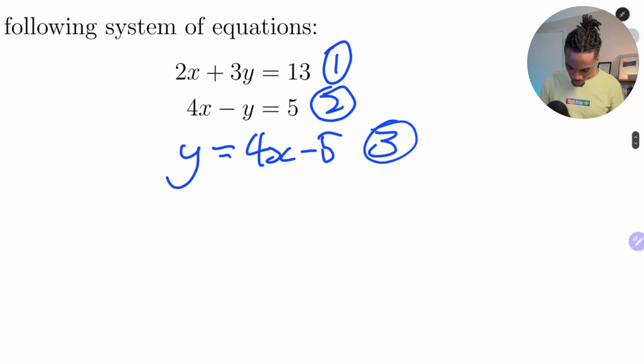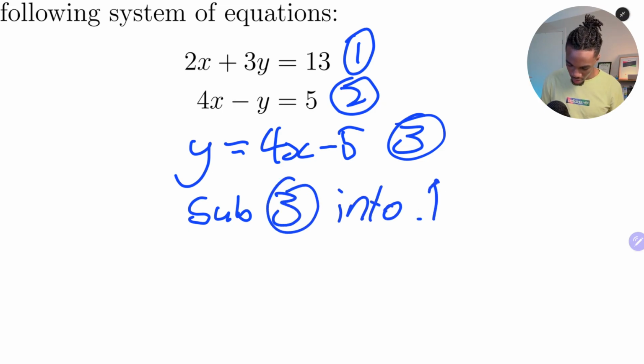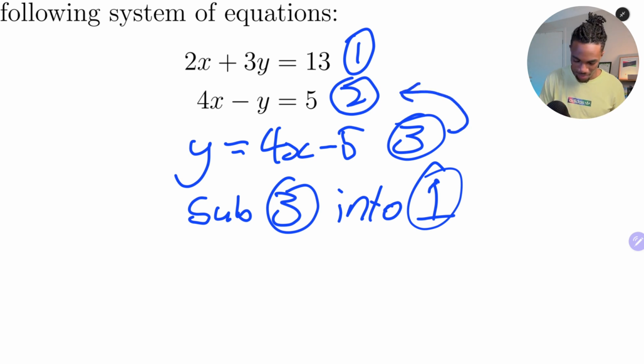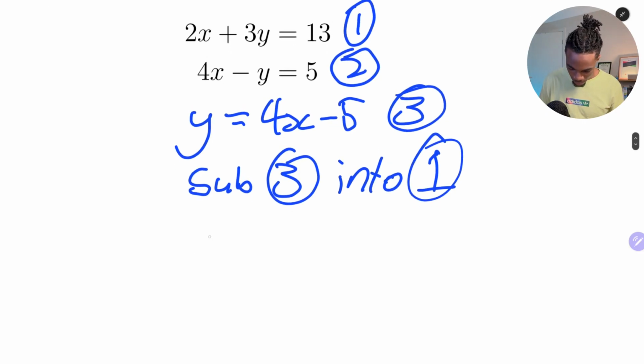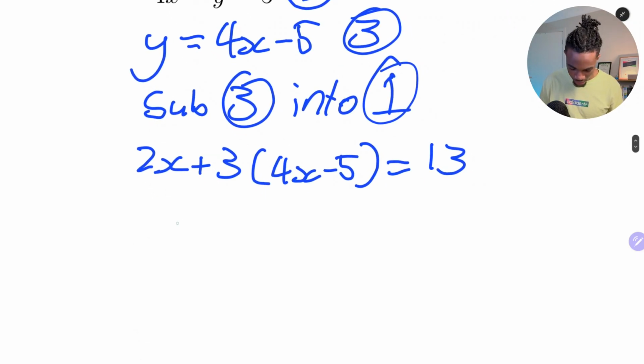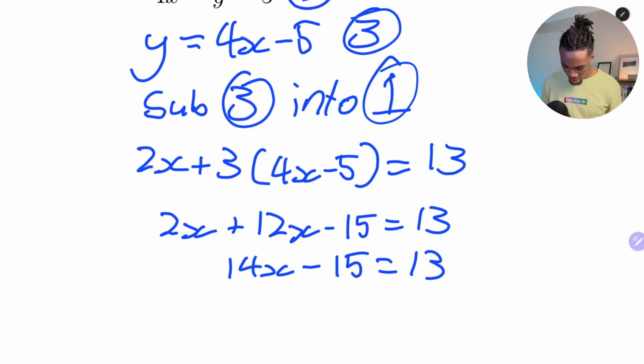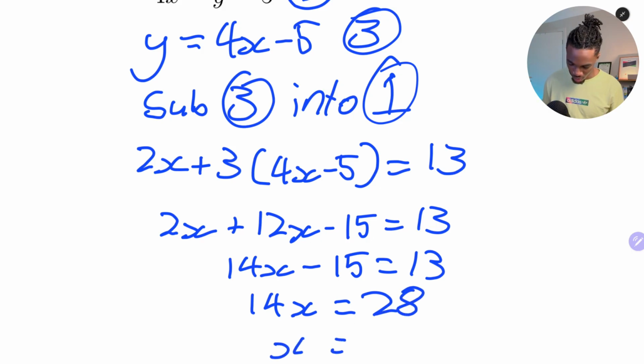All we're going to do is the same thing. Sub 3 into 1, and make sure you don't sub it into the same equation. So don't sub this into this. So we have 2x plus 3 times (4x minus 5) equals 13. Then we just solve it algebraically. So 2x plus 12x minus 15 equals 13. So 14x minus 15 equals 13. Then 14x equals 13 plus 15, 28. And then x is equal to 2.